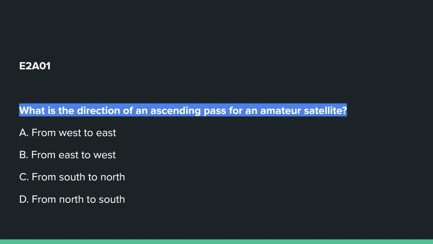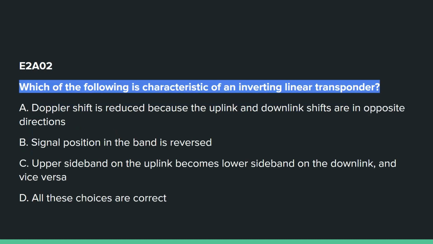E2A01, what is the direction of an ascending pass for an amateur satellite? Answer is C, from south to north. E2A02, which of the following is characteristic of an inverting linear transponder? D, all of those choices are correct.